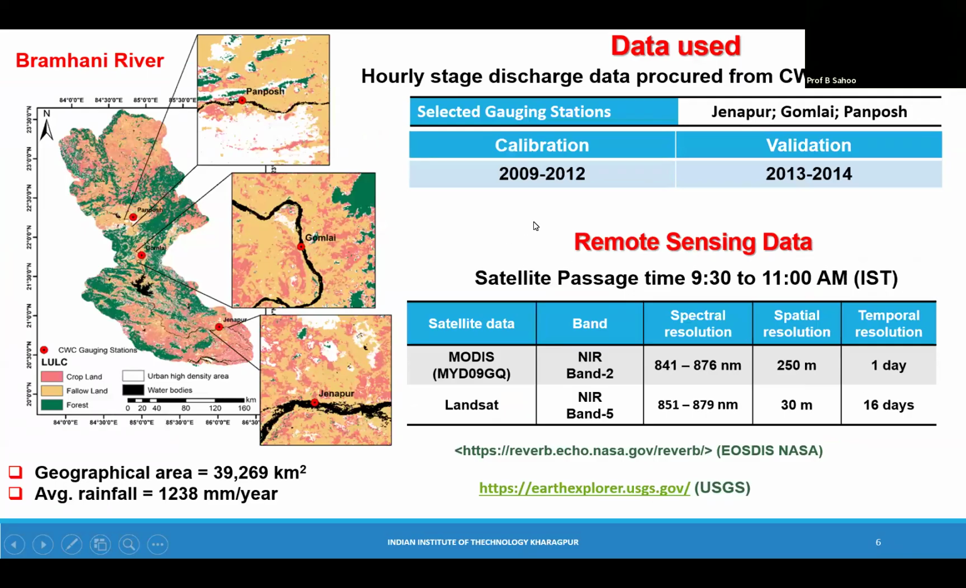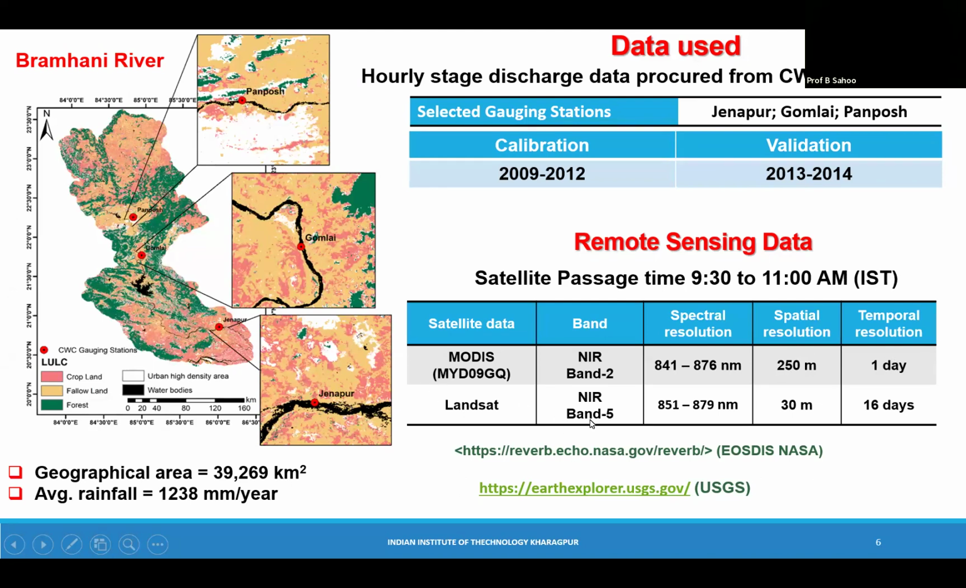Here we used this technique in case of Brahmani River, in the reach between Panpos to Jenapur, and we have taken 3 gauging stations for calibration and validation. So Panpos, Gomlai and Jenapur, and for that we use the MODIS NIR band 2. In case of MODIS, out of 36 bands, we only use NIR band 2, that is the near infrared band, with a spectral resolution, that is wavelength, of 841 to 876 nanometer, spatial resolution 250 meter, and 1 day temporal resolution, because every day it passes through that place.